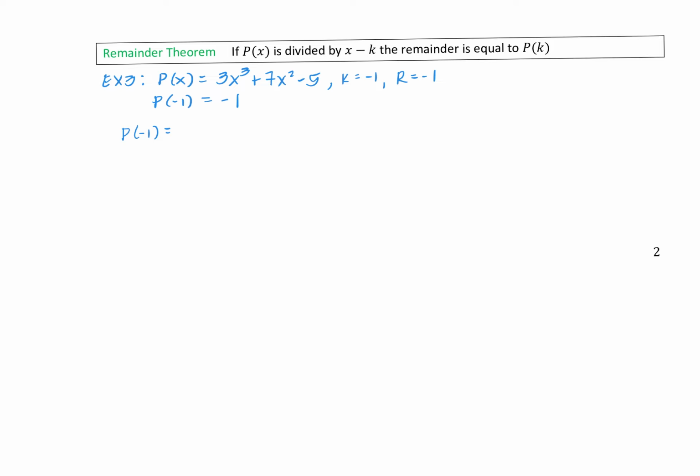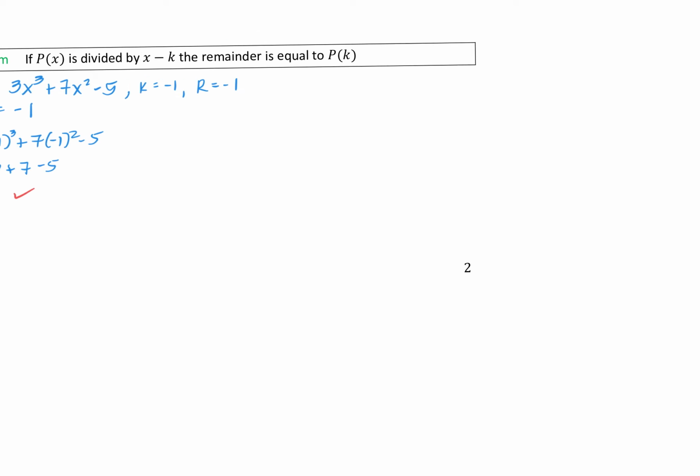by putting negative 1 into our polynomial to get 3 times negative 1 to the third plus 7 times negative 1 squared minus 5. So that should be negative 3 plus 7 minus 5, which is negative 1. That checks out. By the remainder theorem, we get p of k is equal to the remainder. So p of negative 1 is equal to the remainder negative 1. Let me do this again with example 4.